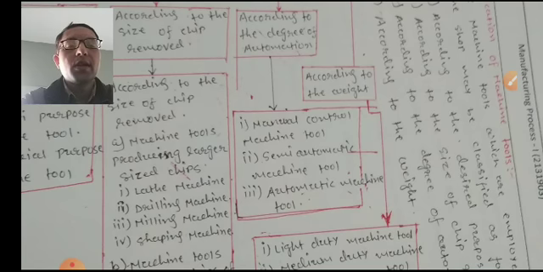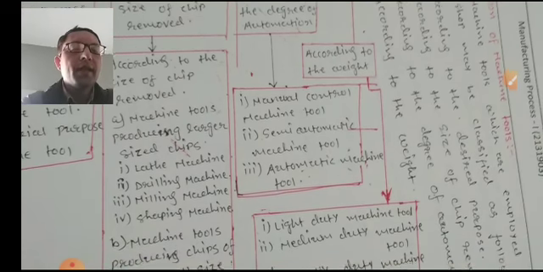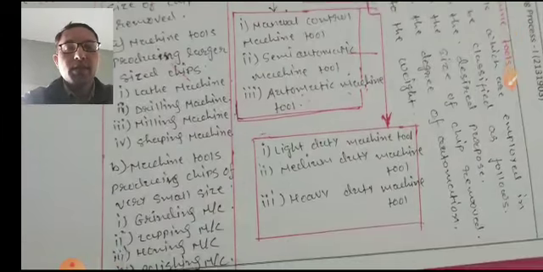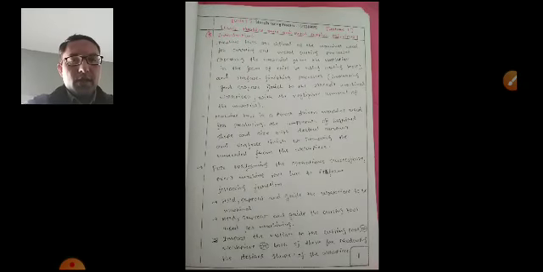So according to the degree of automation means what? That you should change your machine tool degree, like manual control machine tools, semi-automatic and automatic machine tools. Okay. Then after, according to the weight of the machine tools. Now the weight of the machine tools is light duty, heavy duty and medium duty. It's a very simple category. Okay. Then after, the next one.